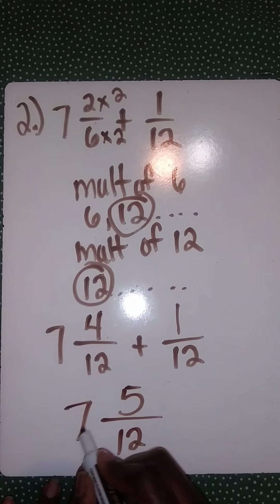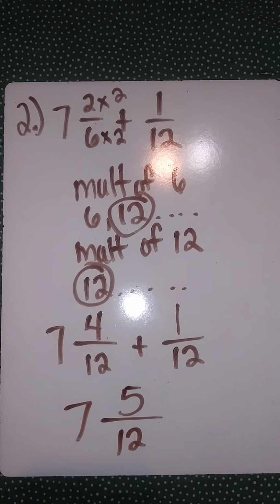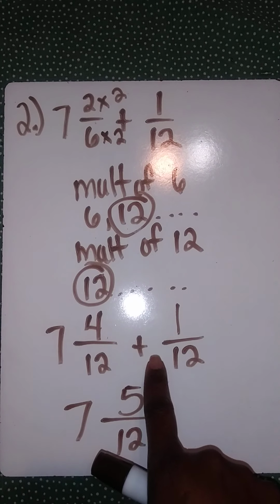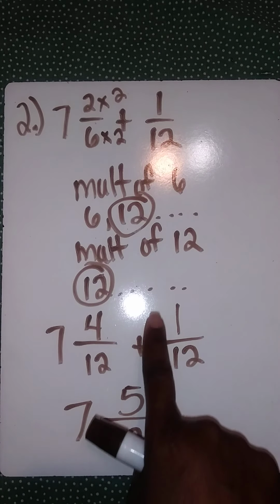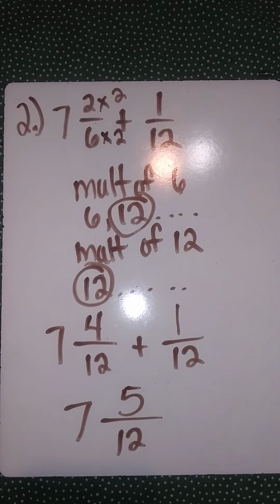And remember I told you all last week, always do your fractional part first and then look at your whole number. Now right here, you don't have a whole number, so that means you only bring down that 12. You don't have anything to add it to out here. So my answer is 7 and 5/12.